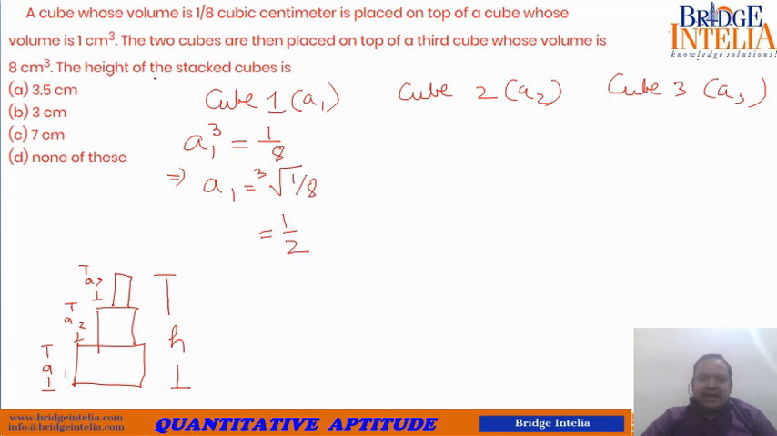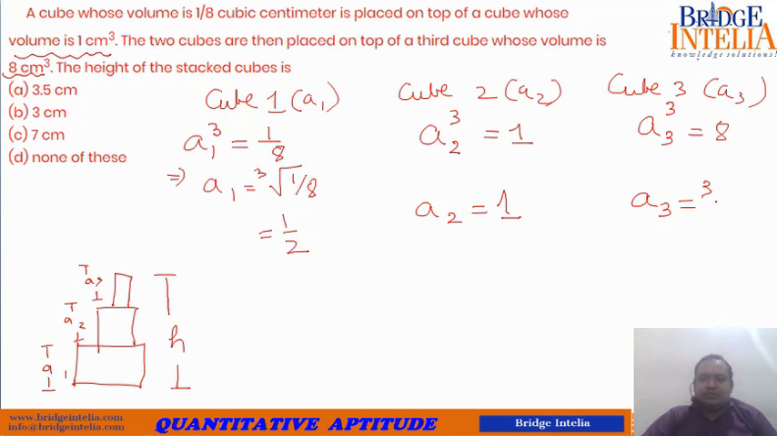Now coming to the second cube, it is said that the volume of second cube is 1 centimeter cube. So I can say that A2 whole cube is equal to 1. So from here it is concluded that A2 must also be equal to 1. Now coming to the description of third cube. It is said that the volume of third cube, that means A3 whole cube, must be equal to 8. So from here you can see that A3 is equal to cube root of 8, which comes out to be equal to 2.